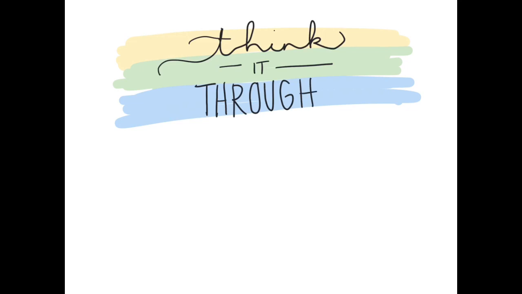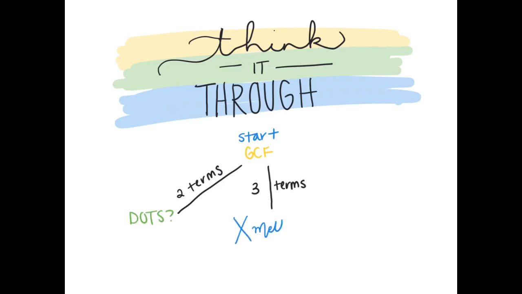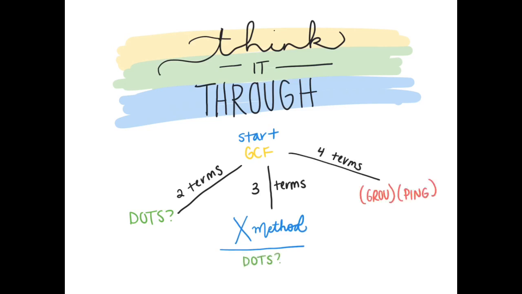Now you may be at a place of, okay, I get everything when they're separated, but when they're all together, that's when I get really confused. So here's a think it through chart for you. You always, always, always want to start with looking for a greatest common factor. Then, if you have 2 terms, check for difference of squares. If you have 3 terms, do X method, but when you're done, check for difference of squares. Then, if you have 4 terms, you're going to group. Again, once you're done, check for difference of squares. Okay? Now you're at a place where you just got to practice this. You can do it. I know you can.